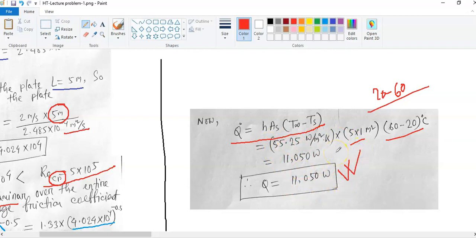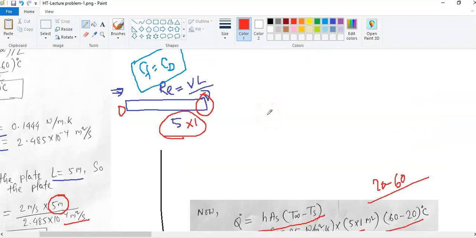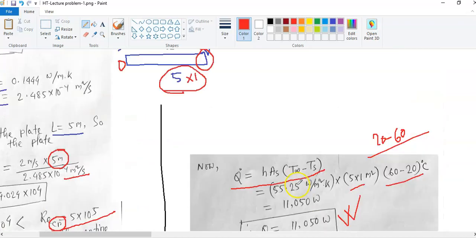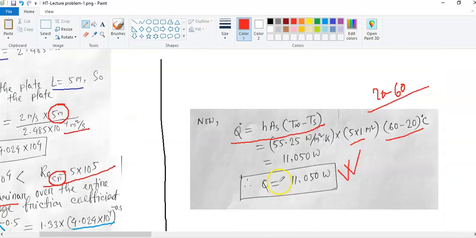So that's it. So what we did, initially, we calculated the drag force, F_D. For F_D, we calculated the friction coefficient C_f for laminar flow. Once we have this, then we calculated the Nusselt number, then the convection heat transfer coefficient, and then we got the heat transfer rate. So this is the first problem.